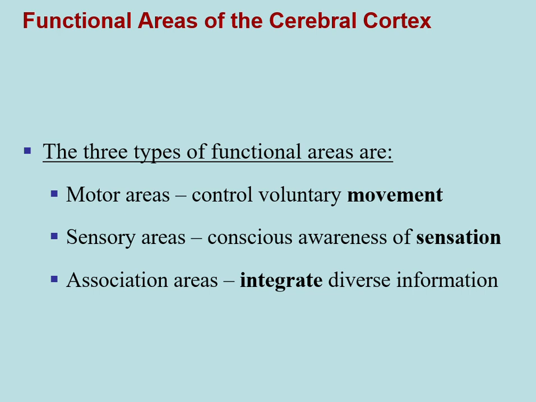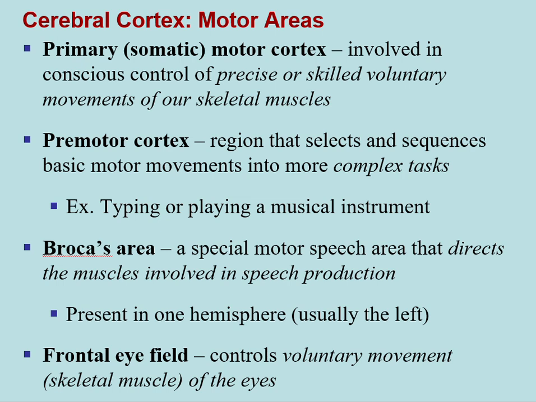And the overlapping functional areas of the cerebral cortex match the functional capabilities of the nervous system. It has motor areas that control voluntary movement, sensory areas that are going to give us conscious awareness of sensation, and association areas that take diverse information and put it all together. So let's look at the motor areas first.